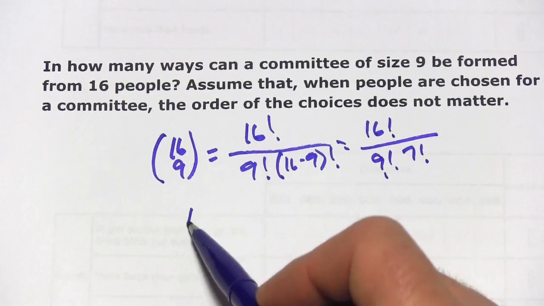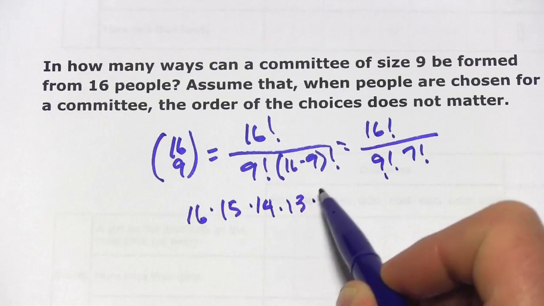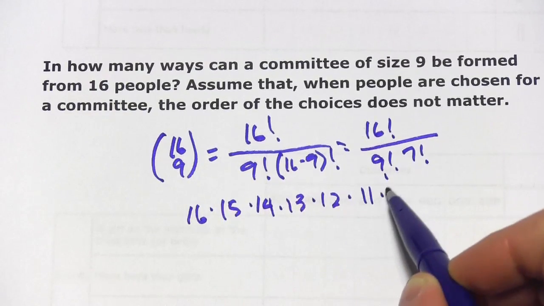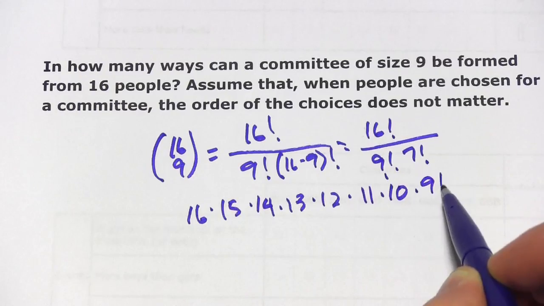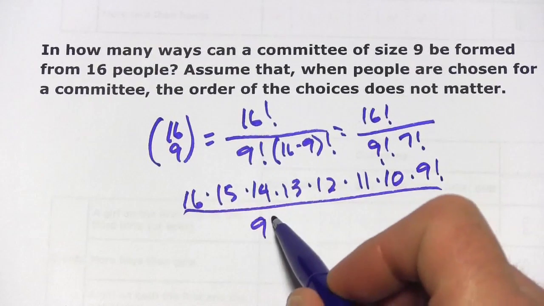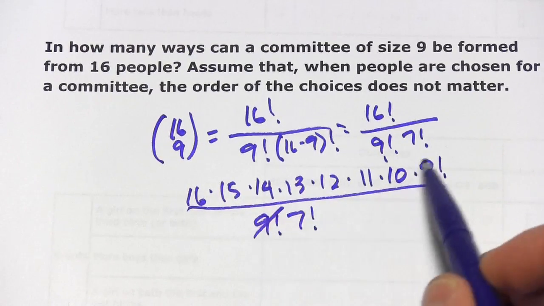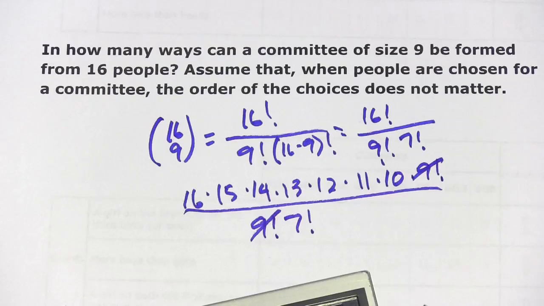So we'll rewrite this as 16 times 15 times 14 times 13 times 12 times 11 times 10 times 9 factorial. And that is all over 9 factorial times 7 factorial. And of course our 9 factorials will cancel. And there is our problem.